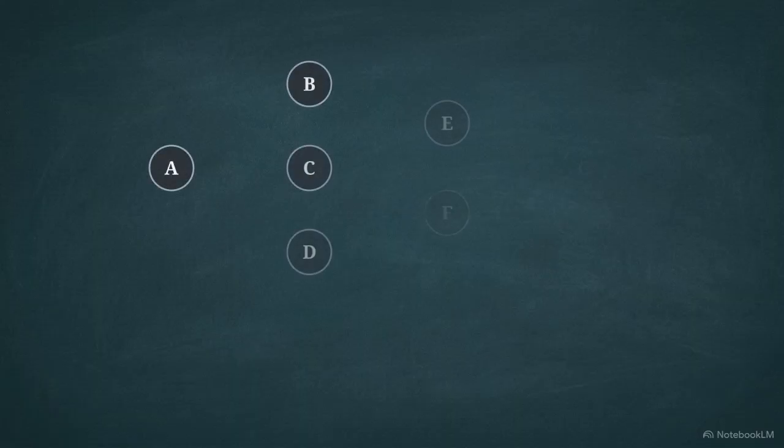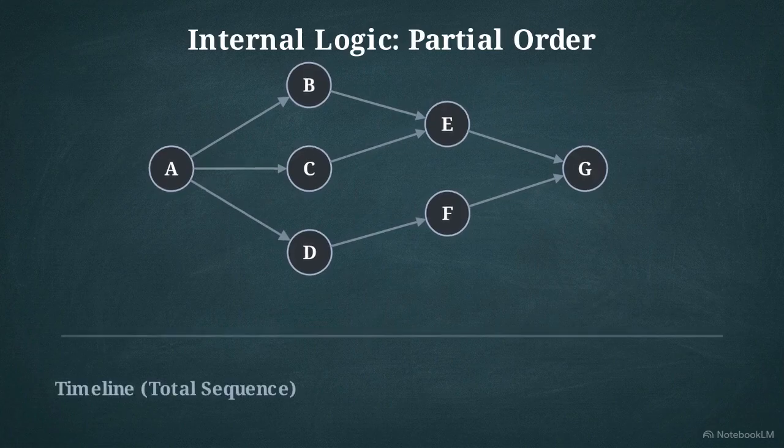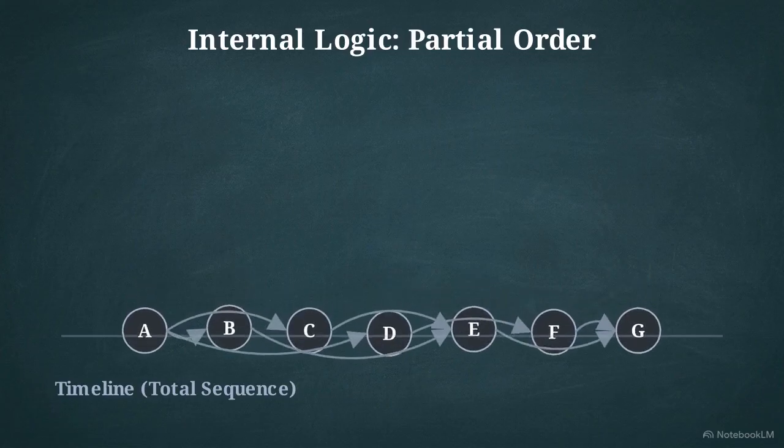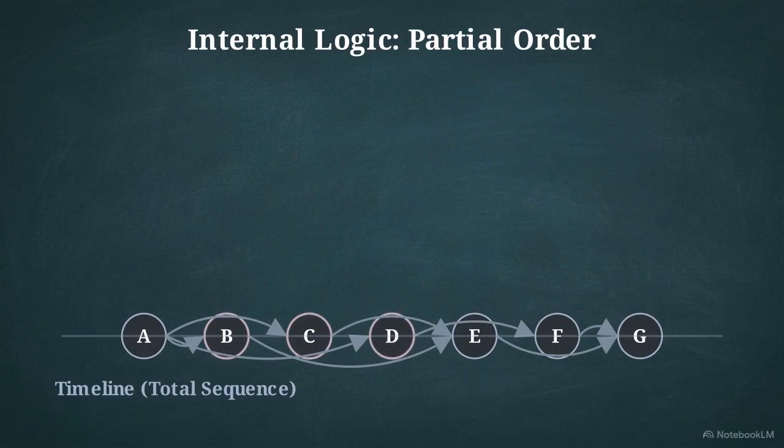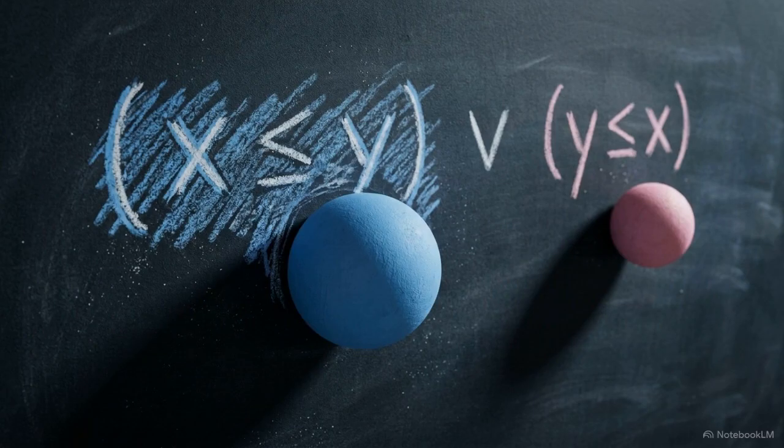A dependency graph for a massive software project or a system of overlapping subsets cannot be reduced to a single sequence without losing its internal logic. When this multidimensional structure is compressed into a timeline, we force a ranking onto elements that have no actual relationship. We create a false hierarchy. This requirement is the totality axiom. It demands that for any two elements, one must be larger, earlier, or more significant than the other.